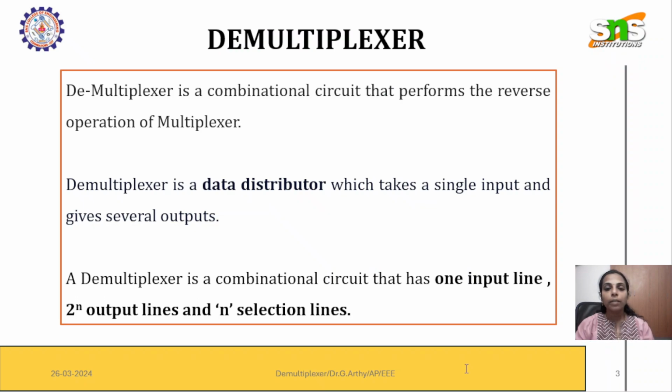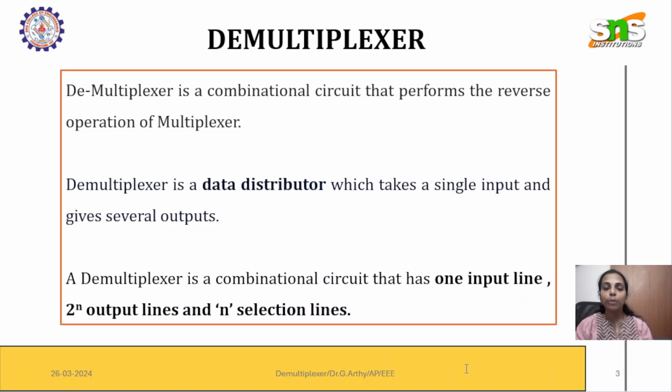So a demultiplexer is again a combinational circuit that performs the reverse operation of a multiplexer. Do you remember what a multiplexer is? A multiplexer is a device which receives 2^n inputs and gives only one output. Right? It acts as a data selector. Out of the 2^n input signals, based on the selection line, it will send only one signal as output.